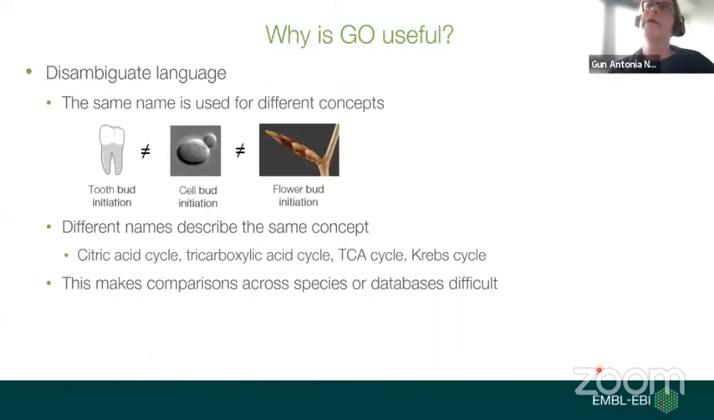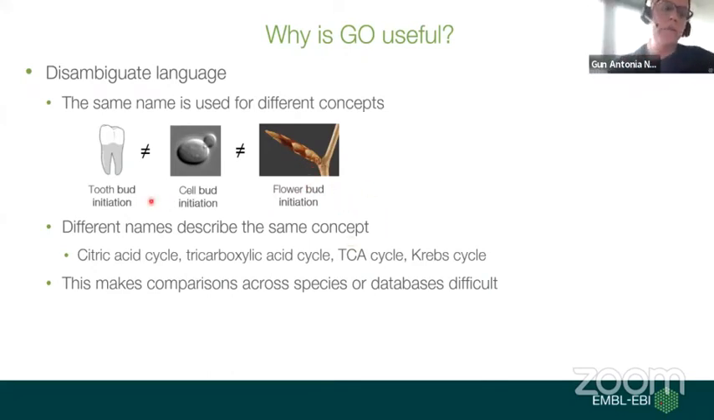So why is Go useful? Well, it's useful in order to disambiguate language. When we talk as humans, we are very good at interpreting things in a context. So if I'm a dentist and I talk about bud initiation, I might be talking about teeth, whereas a yeast researcher might talk about the budding that happens in cerevisiae, or if you're an avid gardener, you might be talking about the new plants coming up in your garden.